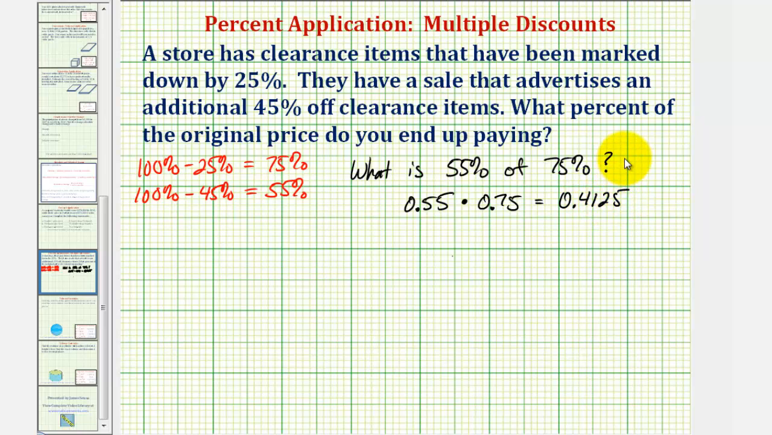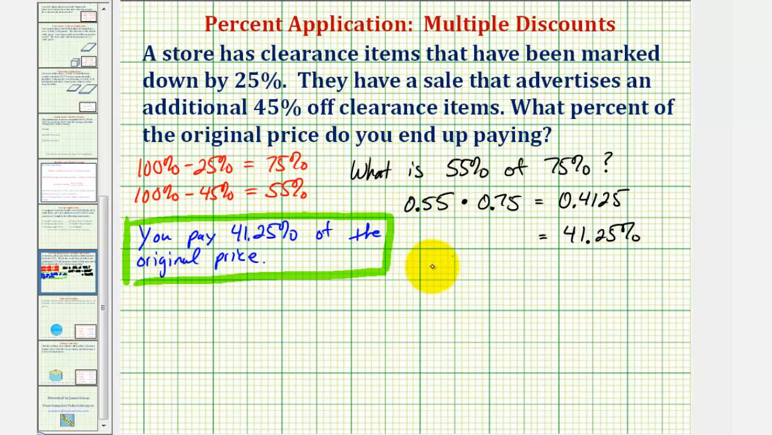Convert to a percentage, we would have 41.25%. Move the decimal point to the right 2 places and add a percent sign, or multiply by 100, add a percent sign, which means this is the percent we would pay after the 2 discounts. So you pay 41.25% of the original price.